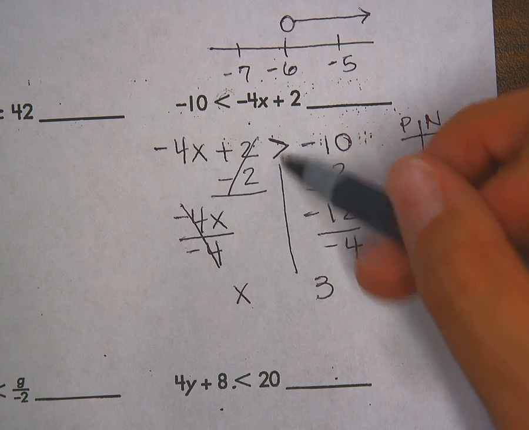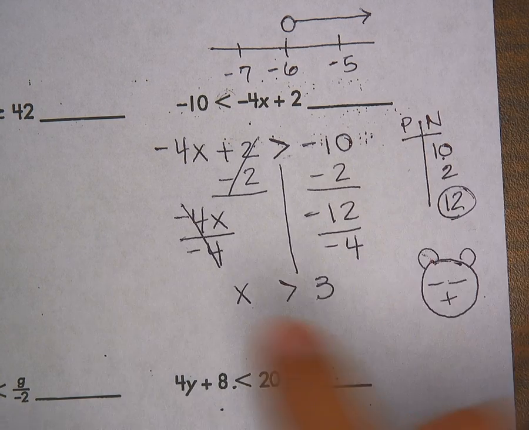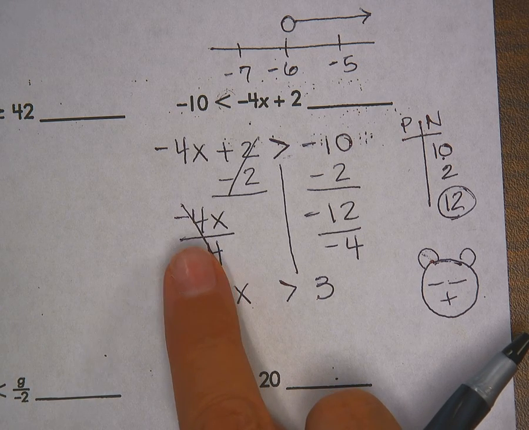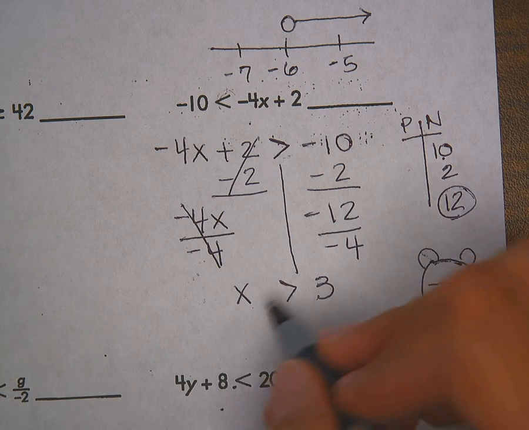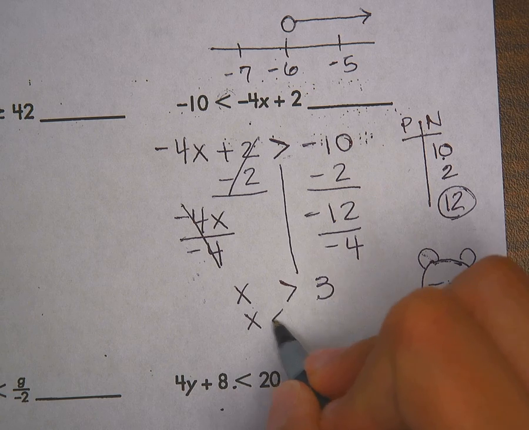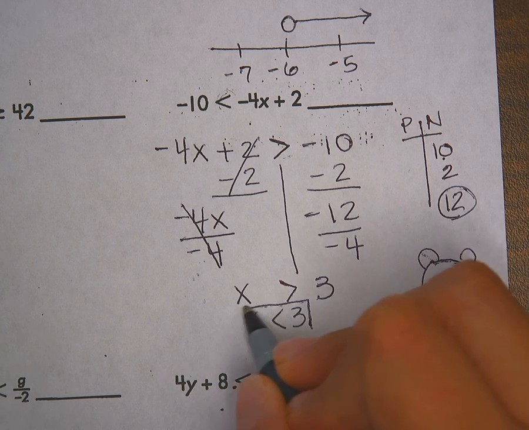So like I said, I'm going to bring this sign down, but because I was reminded that I divided by a negative here, then I'm going to flip it back. So x is less than 3. That's my final answer.